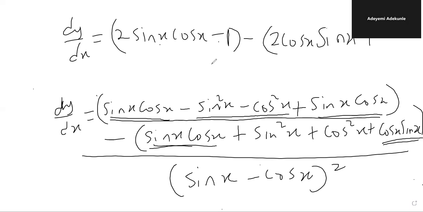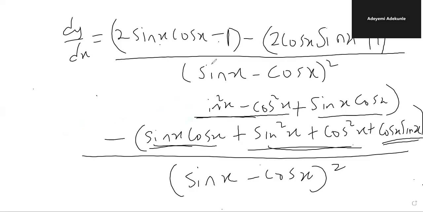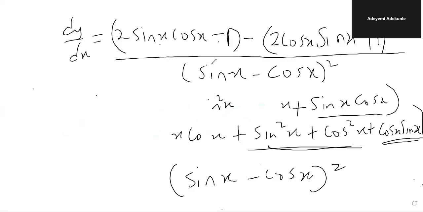All right. Then plus, the same thing that happened here can also happen here, because this is sine squared x plus cos squared x. So sine squared x plus cos squared x automatically is 1 according to the trig identity. Then over sine x minus cos x all squared. If you like, you can expand this, but in most cases we don't expand the denominator.